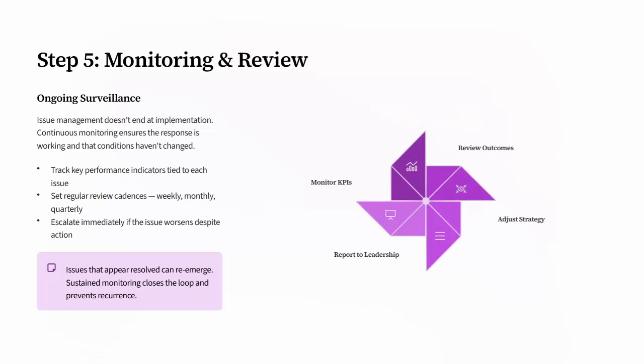Step 5 is monitoring and review. Resolving an issue is not the end of the process, because conditions can change and previously resolved issues can reemerge. Ongoing surveillance closes the loop. I track the key performance indicators connected to each issue, establish a regular review cadence, weekly, monthly, or quarterly, and compare outcomes against expectations. If the situation worsens despite the response, I escalate immediately. Based on what the monitoring shows, I adjust the strategy and report meaningful developments to leadership.